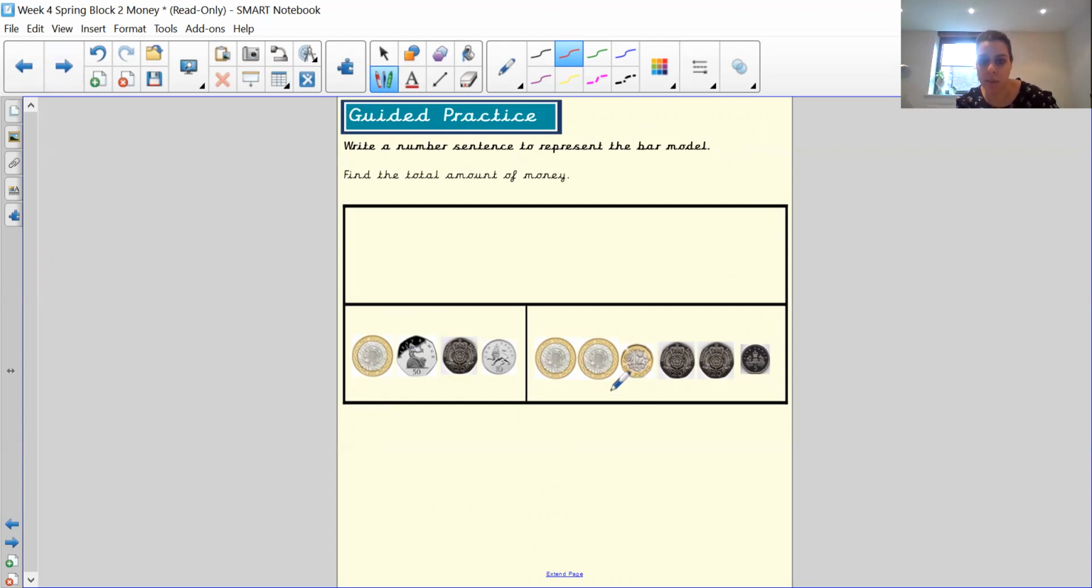So again, we've got two separate values, and we're going to write our number sentence. So we need to work out, first of all, how many is in this box or bar, and how many is in this bar, and then we need to write out our number sentence. So I'd like you to pause the video, and this time I want you to work out what's in this bar and write it, and then do your add sign, and then work out what's in this bar and write it. So you've got this value, add this value, and it should be written up here. So can you write that down on your whiteboard or your piece of paper for me?